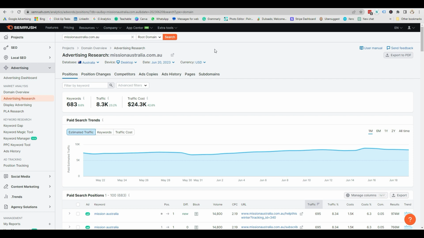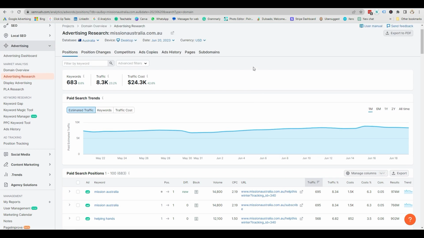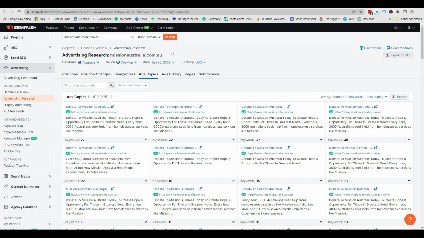This is just going to give us a bird's eye view of all of the advertising research options that we have for Mission. I like to click directly into the ad copies. This is one of my favorite tabs, mostly because, if you're anything like me, in the past when I was looking for my competitors' ads, I would literally have to go into Google and type in all the competitors' names, or donate to charity, donate to X, to try to find what the other competitors were running in their ads and see what's working and what's not.